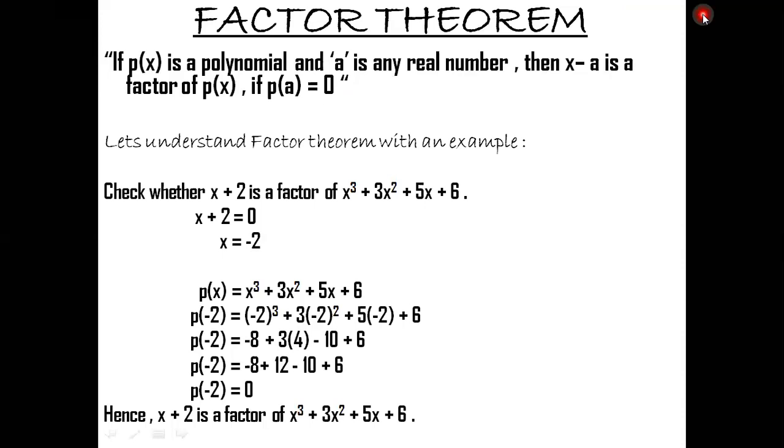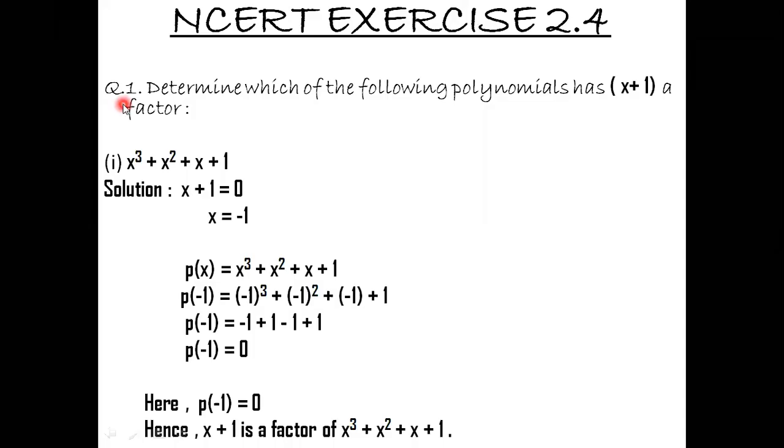We'll get into the NCERT exercise 2.4. Let us solve the first question of NCERT exercise 2.4, which is asking us to determine which of the following polynomials has x plus 1 as a factor. If you remember, to decide whether x plus 1 is a factor or not, I have to take x plus 1 is equal to 0 and then solve it further. So let me take the first question.